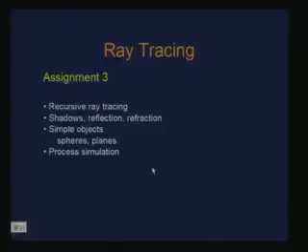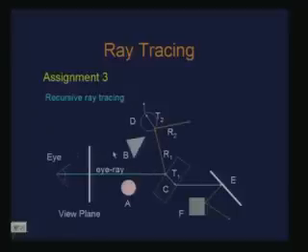So let's look task by task. First, you need to implement the recursive ray tracing, which we have seen, where the idea is that you have a specification of the eye, the specification of the viewing plane or the image plane, and then there is the entire scene, right? And this scene, as I mentioned, would comprise simple objects like spheres and planes.